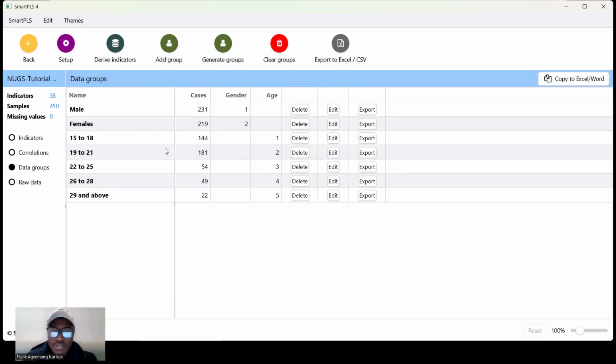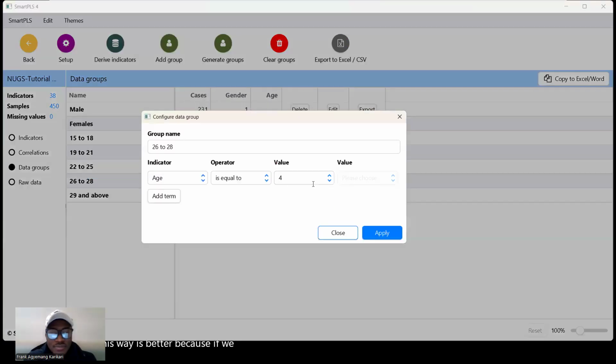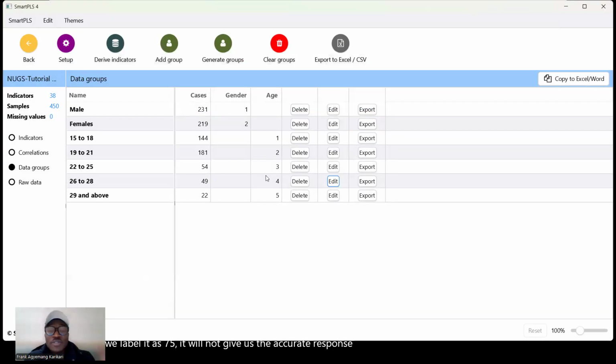This is 22, right? Good. But this way is better. This way is better because if we make this one 25, if we label it as 25, it will not give us the accurate response, although it has already grouped them.